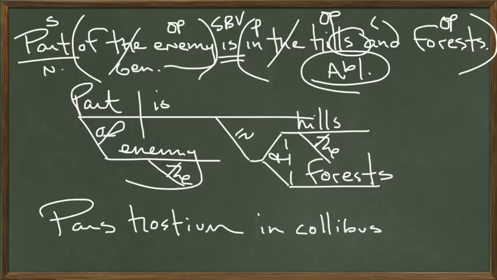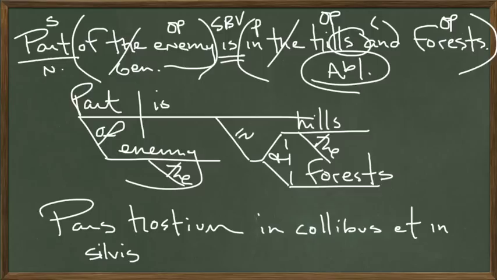So, pars hostium in colibus, and et, and part of the enemy is in the forest. Well, I've not left myself much room again, have I? Let's go down here below. Pars hostium in colibus, and pars in silva is forest, but we can't say silva because it's plural and it's ablative, so we'll have to change silva to silvis. So we have pars hostium in colibus et in silvis.